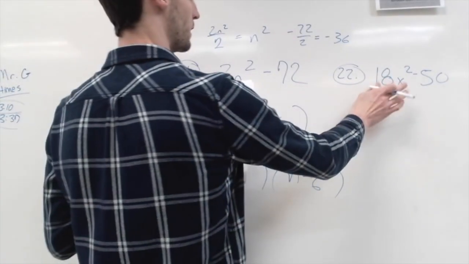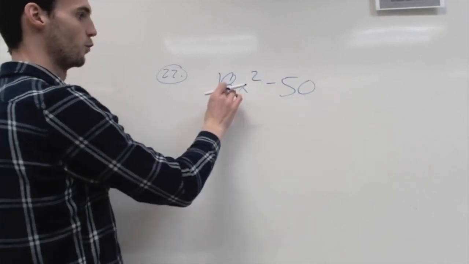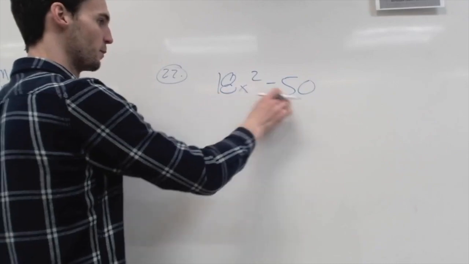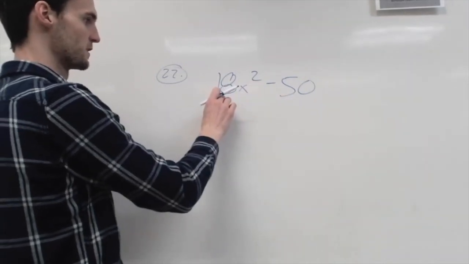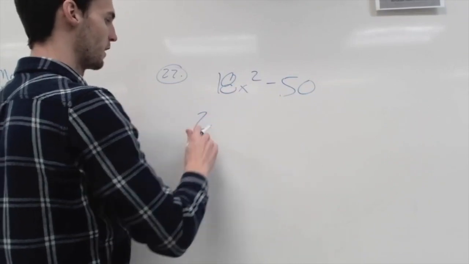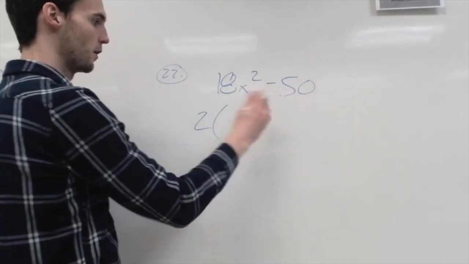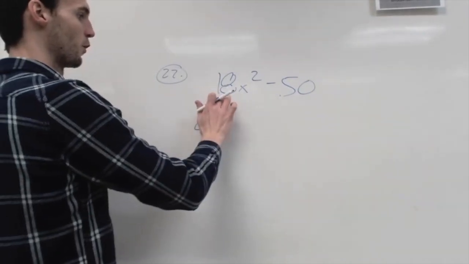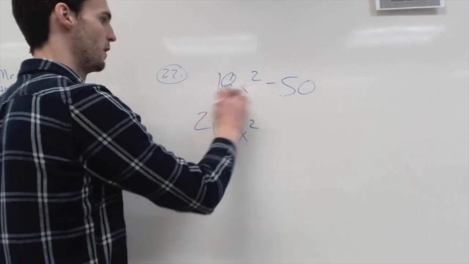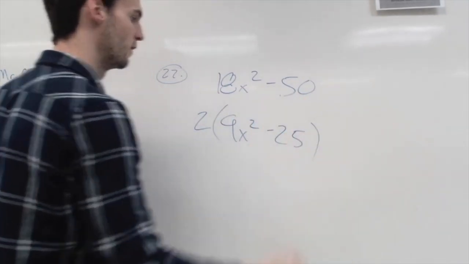22, give it a shot. We could pull a 2 out of this. Again, 4 will not go into that evenly or this. 6 will go into this evenly but not this. So 2 is the biggest thing we can get into both of these here. So 2 is going to be like that. We've got parentheses because that has an x and that does not. We're going to have 18x squared divided by 2, which is 9x squared. And then negative 50 divided by 2 is negative 25.